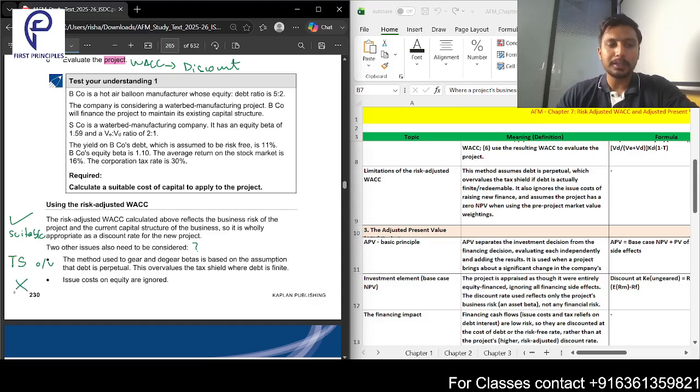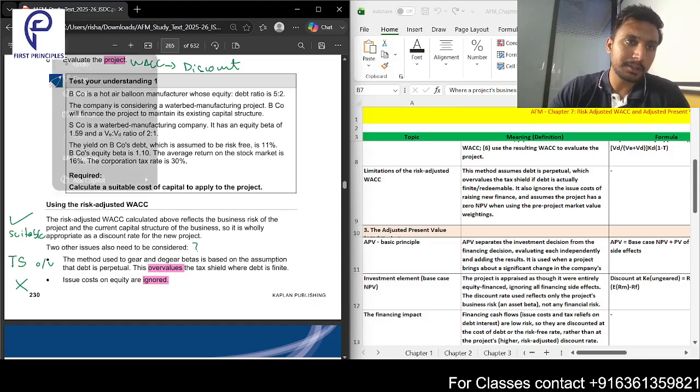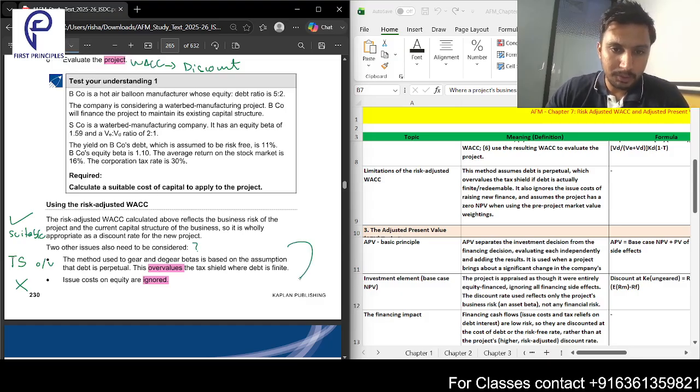Second, issue costs are ignored. So these are the two problems with this method: issue costs are ignored and the tax shield is overvalued. It's a suitable method, but it has two limitations: issue costs are ignored and tax shield is overvalued.